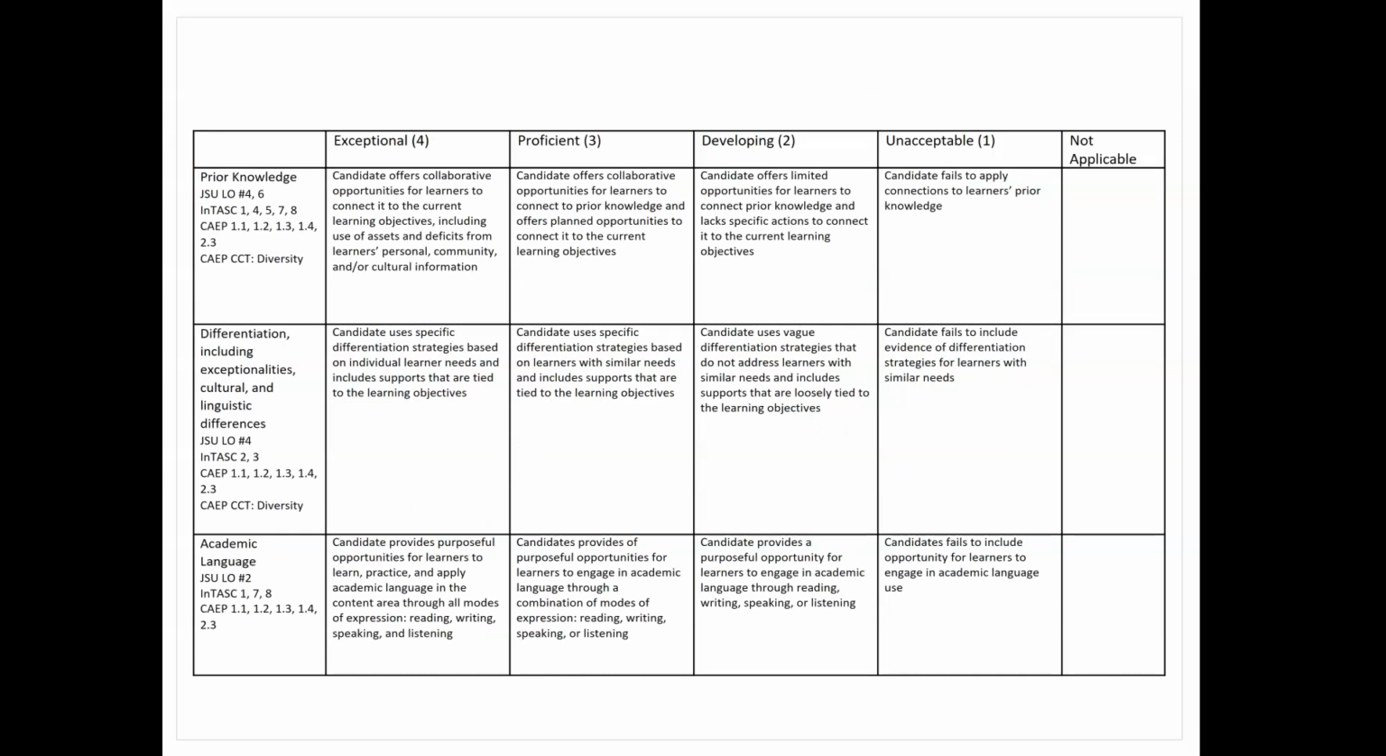Let's take a look at the next 3 indicators: prior knowledge, differentiation, and academic language. Again, if you read across from unacceptable to exceptional, you will see that there are differences and that it builds each time towards the exceptional range. Remember, assess candidates honestly. This is for them to learn from and to get formative feedback to help their performance as a teacher.